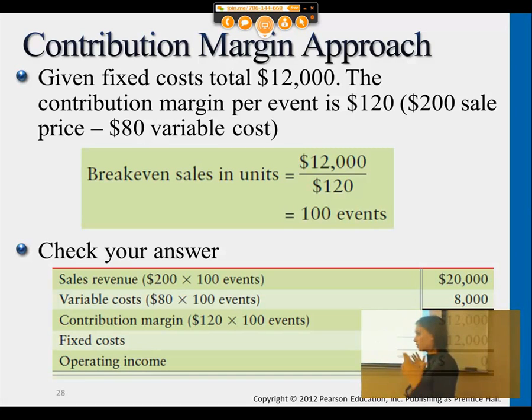So let's check. We have our sales revenue, 20,000. We have variable cost, 80 by 100, it's 8,000. And now we know that the contribution margin is 120, the difference, multiplied by 100 is 12,000. We have our fixed cost, and operating income is 0. So I need at least 100 events to break even, right? When I talk about break even, my operating income is always 0.